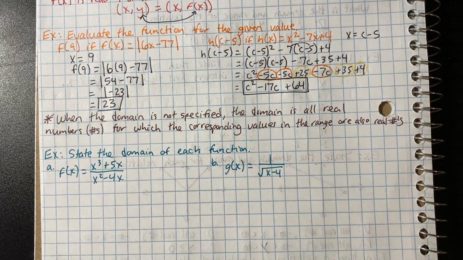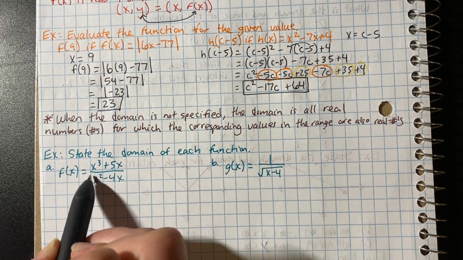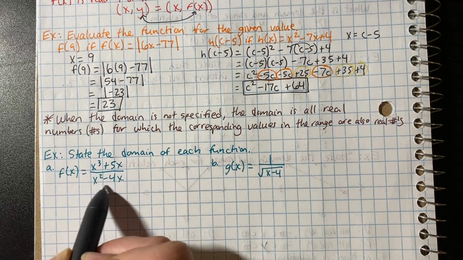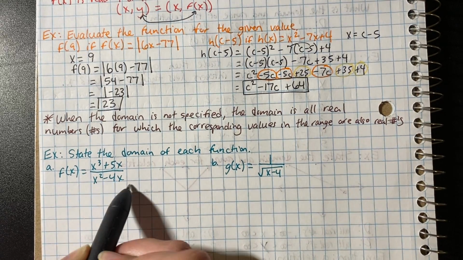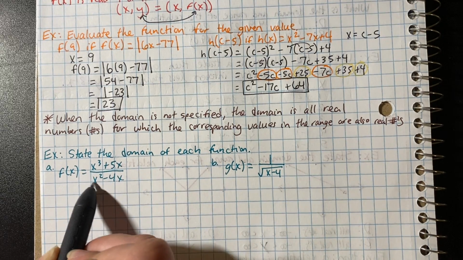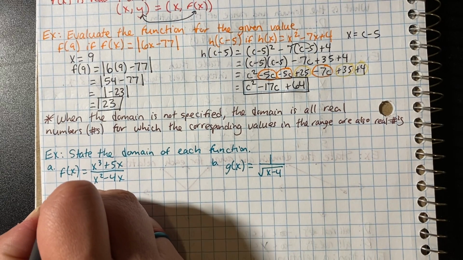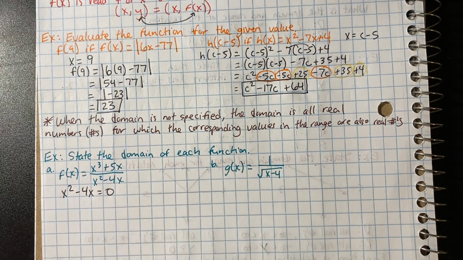Okay, let me show you. So for example, the bottom of a fraction, when is that not going to be a real number? When this is equal to 0. Okay. So what we're going to do is we're going to find out when this equals 0.